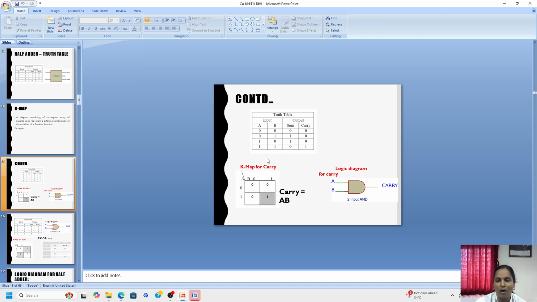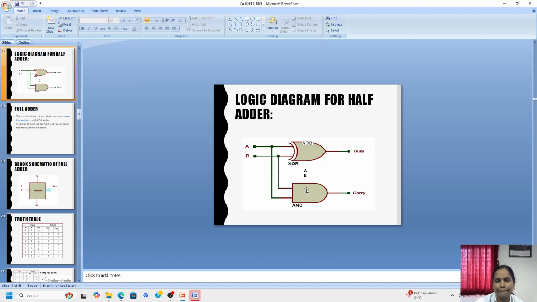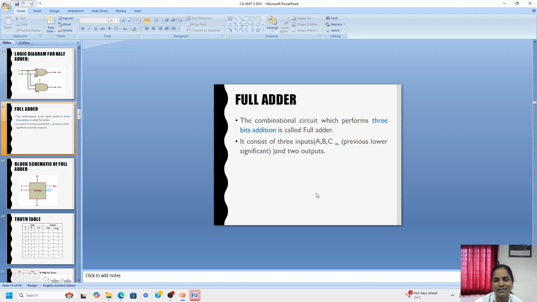You need to draw a K-map based on the sum and carry values. Here, with the AND gate on the inputs A and B, you will get the carry value. That carry value is A AND B. If only one of A and B is 1, you will get 1, 0, where 0 is the carry and 1 is the sum. So this is the logical diagram of a half adder. The XOR gate produces the sum value and the AND gate provides the carry value.